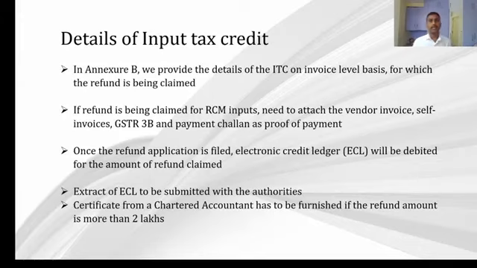If at all it is claimed for RCM inputs, we'll have to ensure that the invoice, that is the vendor invoice, or self invoice if there is no vendor invoice, GSTR 3B and payment challan have to be submitted along with the refund application as a proof of payment. Once the refund application is filed, the amount of refund we sought will be debited from the electronic credit ledger for the refund amount claimed. So then we'll have to give an extract of the ECL as well, that is the electronic credit ledger extract, also to be submitted to authorities.